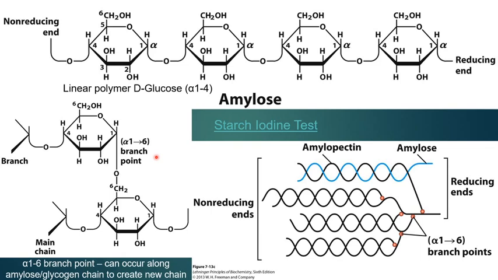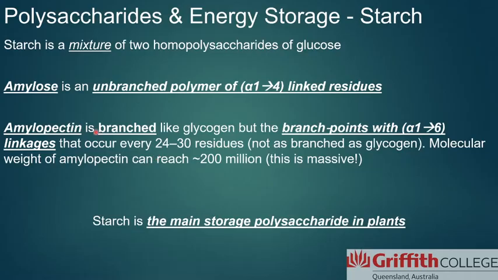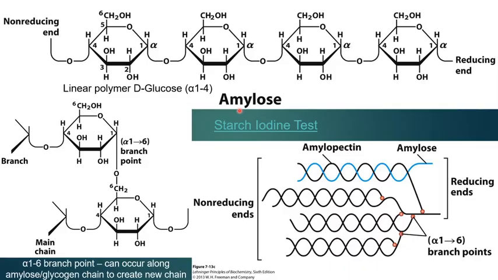Now, before we all panic and freak out, let's remind ourselves what it is that we're looking at. So amylose is just an unbranched alpha-1-4 polymer of glucose. What that means is that if you know how to draw glucose, you're fine. If you know how to draw glucose and you remember that it is an alpha-1-4, that's all you need, because all you need to do is draw glucose.